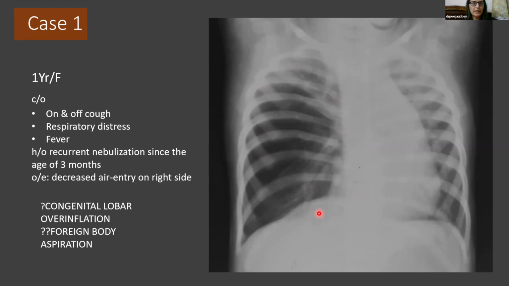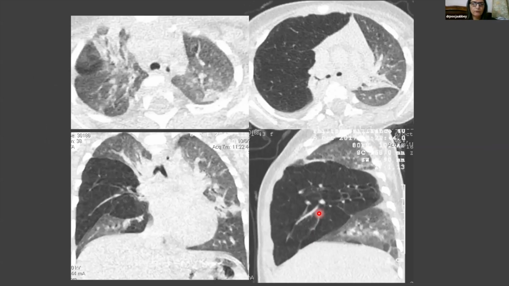And then when we are dealing with children, the other important thing to remember is foreign body. So the possibility of a foreign body aspiration. So with this kind of a differential diagnosis, the case was referred to us for a CT of the chest. So these are a few of the images. I'll show a few more images subsequently.